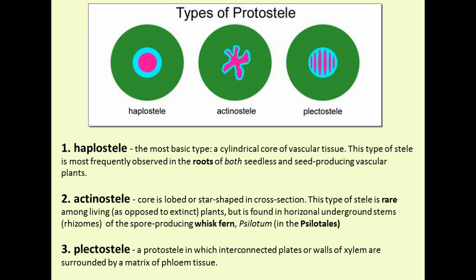And then the plectostele. So this is when you have interconnected plates or walls surrounded by a matrix of phloem tissue. So check it out. So that red stuff is xylem, and the blue stuff is phloem, right? So in all these cases, the xylem is more towards the middle and the phloem is more towards the outside. But in this one, it's kind of weird. The plectostele, it's kind of like a grating in your bathtub or something.